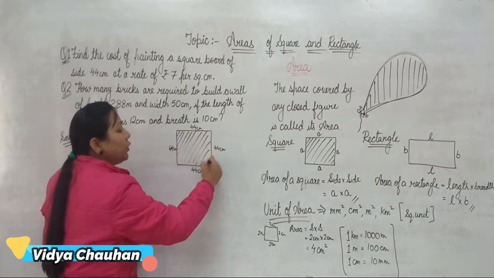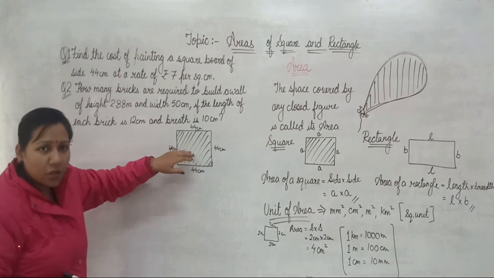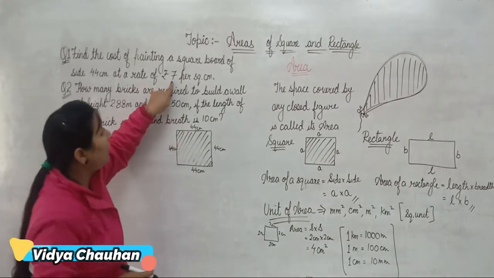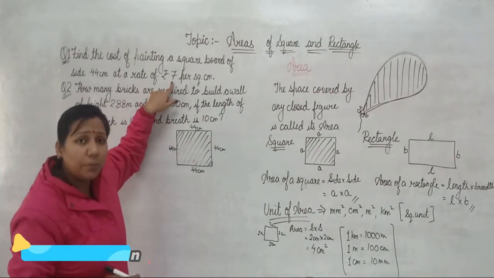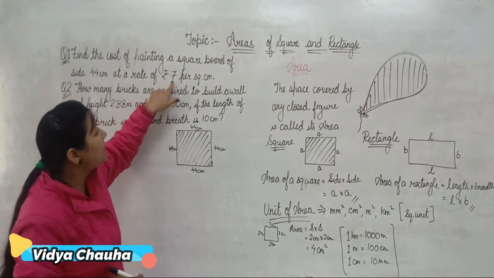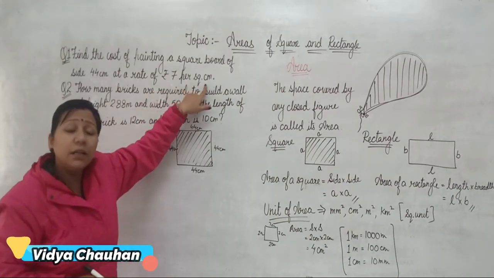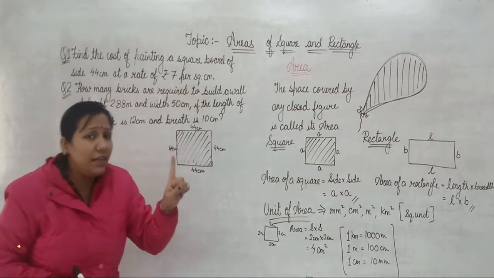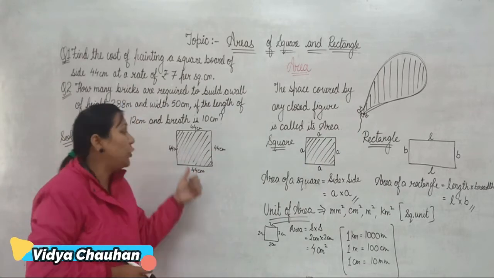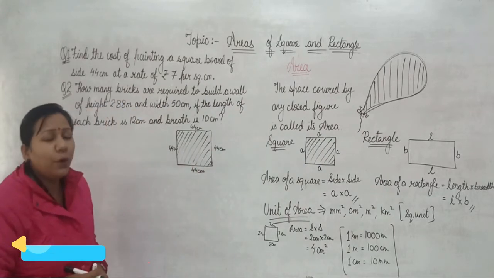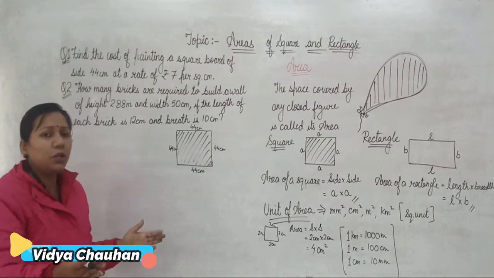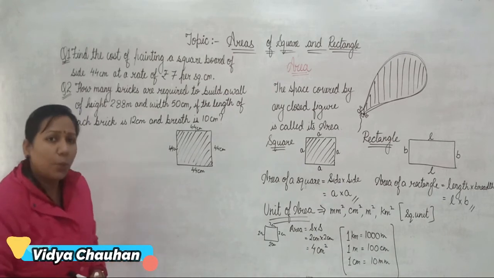So now we have to paint this board. We will paint it throughout. You have to find the cost of painting the board at a rate. What is the rate of painting it? It is rupees 7 per centimeter square. That means for 1 centimeter square the painter is charging rupees 7. So you have to find what will be the total cost of painting that board.